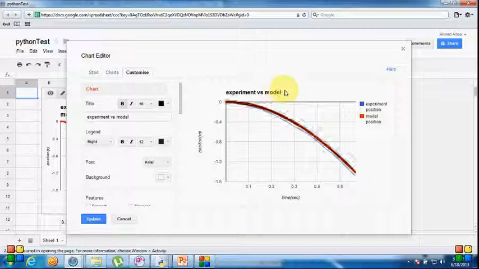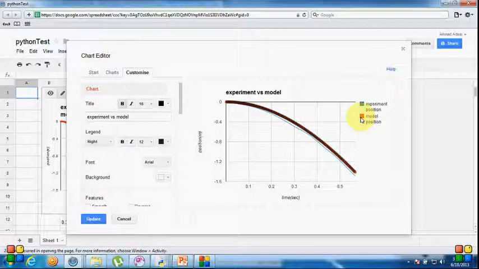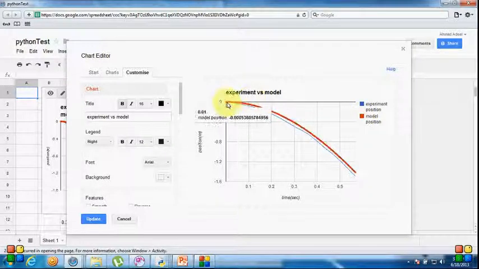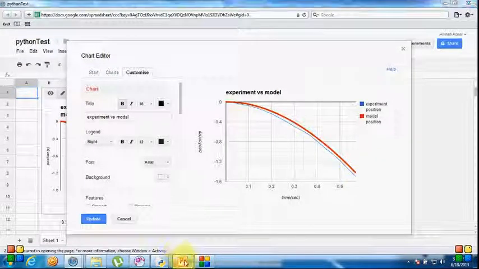What is the experiment, what is the model? The blue represents the experimental position and the green represents the model position. They start from the origin, and there is a little difference between these two values. There is still some interaction from the surroundings on our system.